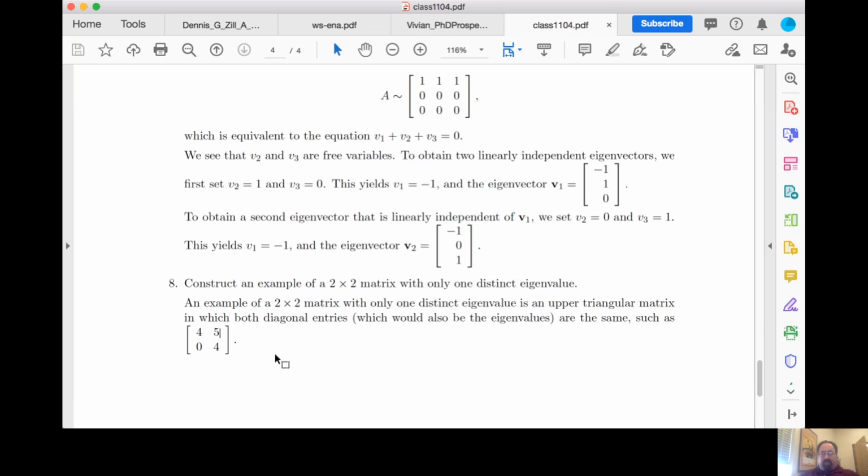So that's it for the problems from this section. We'll learn more about how to compute eigenvalues of an arbitrary matrix in the next section.